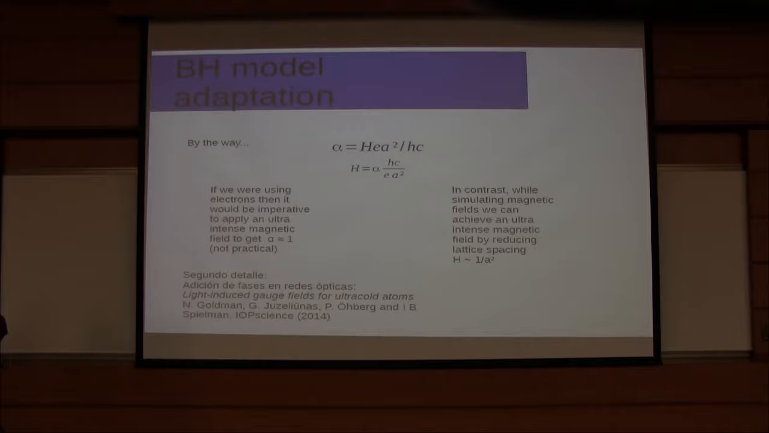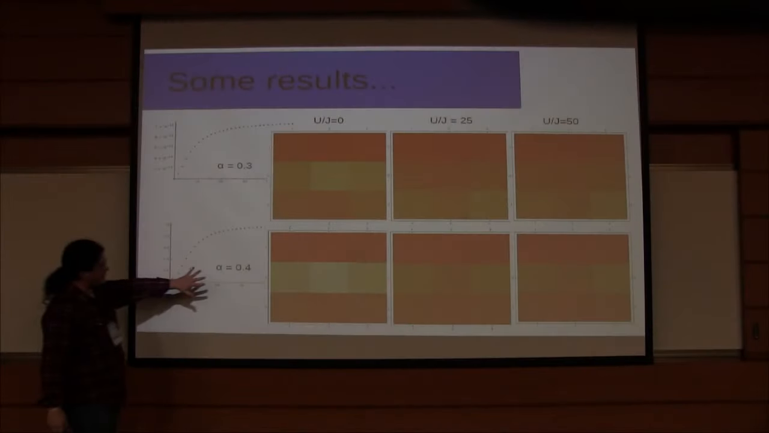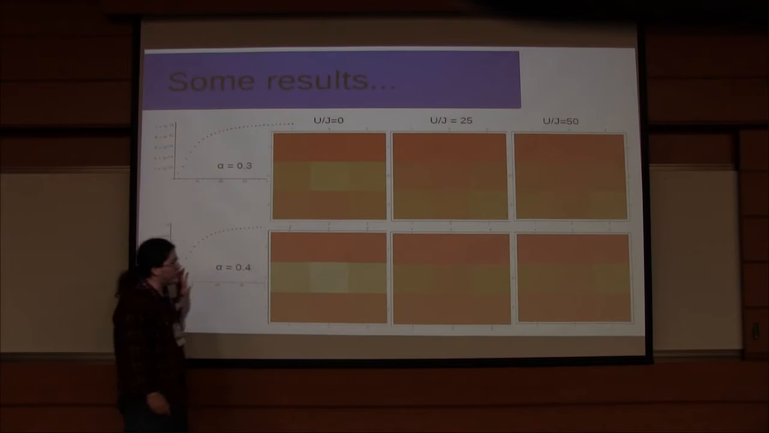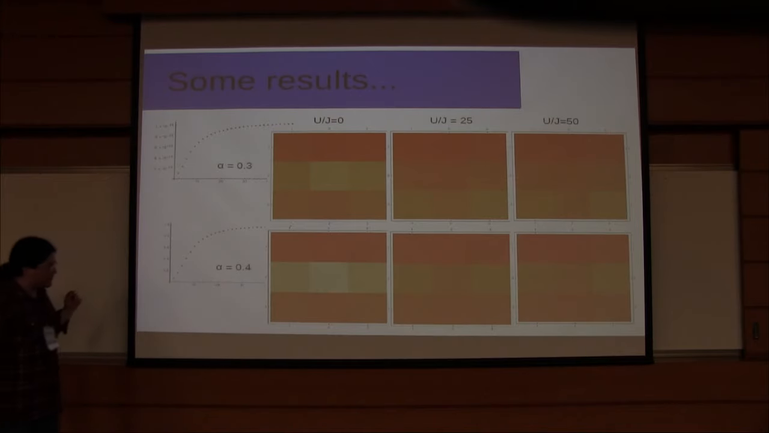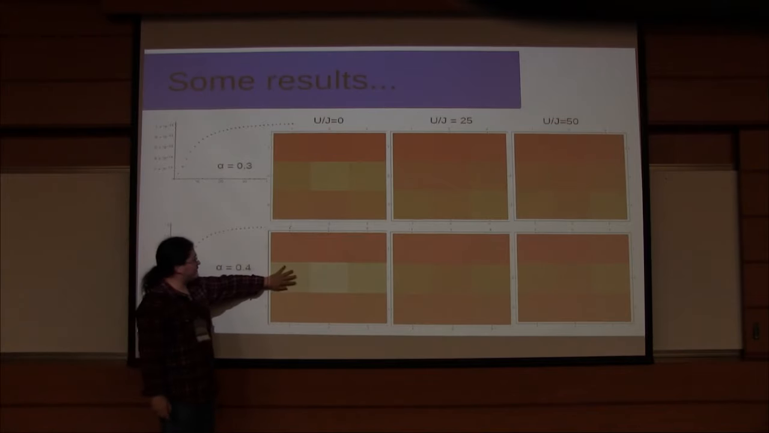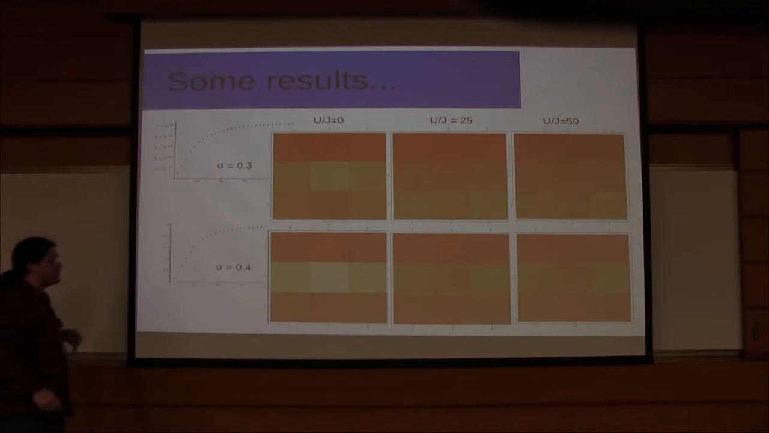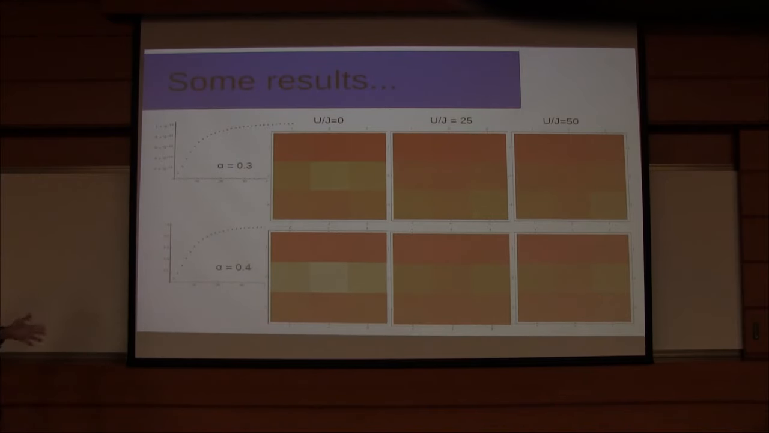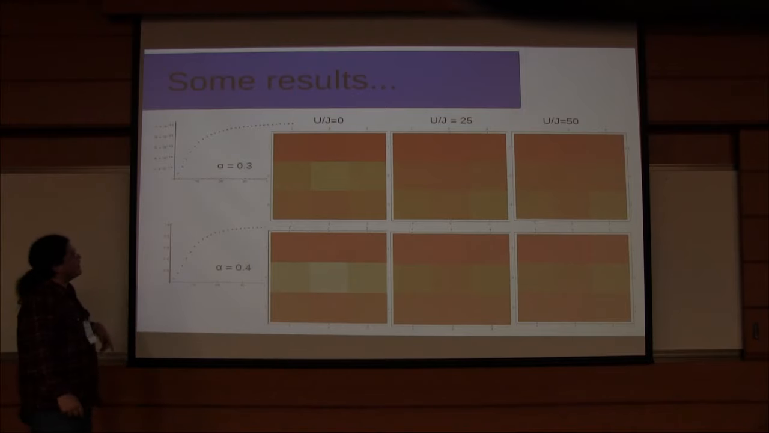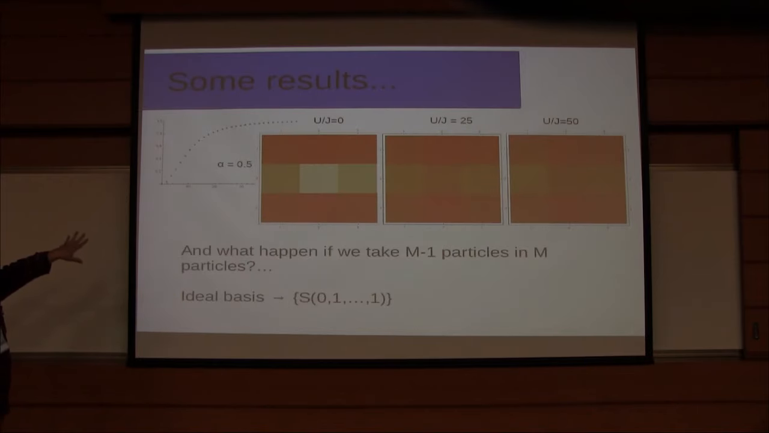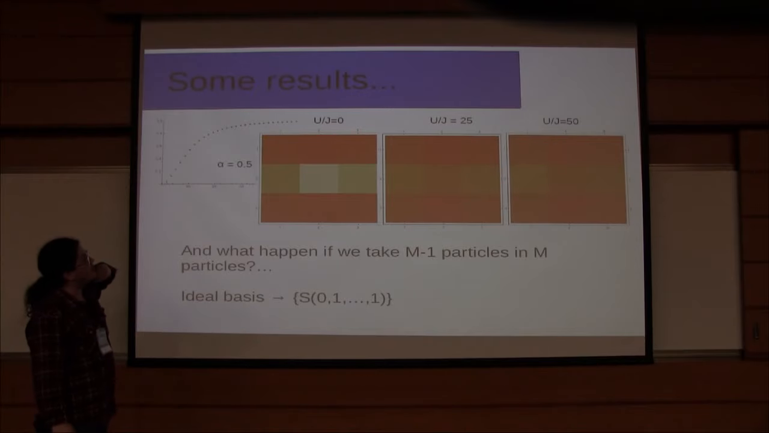But this is easily explained if we take a look at the Hamiltonian, because these states where particles are here are energetically most expensive, so the particles tend not to be there, because we are close to alpha equals 0.5, where the effect is more remarkable.